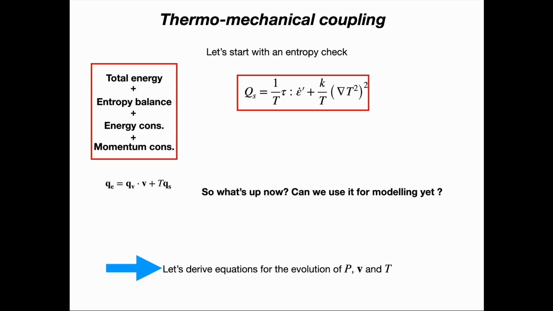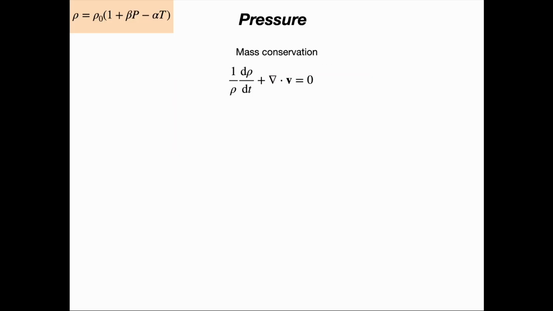So let's derive the equations for the evolution of P, V, and T. Let's start with the pressure, and here we will start with the mass conservation equation. So we have 1 over rho d rho dt plus divergence of velocity equals 0. And we are going to use one relationship, which is an equation of state, which is pressure and temperature dependent.